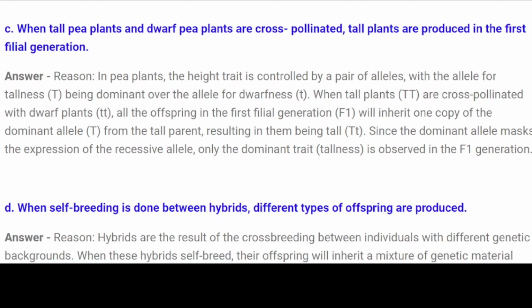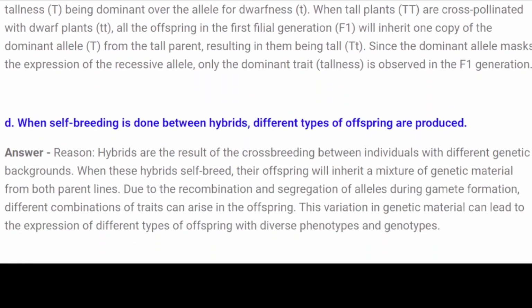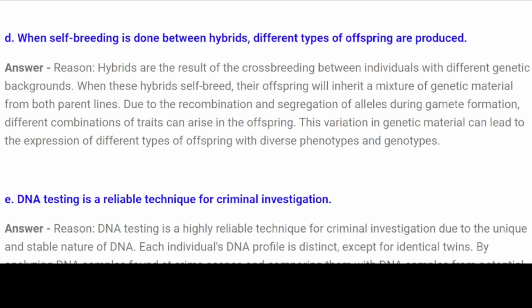F1 generation. D. When self-breeding is done between hybrids, different types of offspring are produced. Answer: reason. Hybrids are the result of the crossbreeding between individuals with different genetic backgrounds. When these hybrids self-breed, their offspring will inherit a mixture of genetic material from both parent lines. Due to the recombination and segregation of alleles during gamete formation, different combinations of traits can arise in the offspring. This variation in genetic material can lead to the expression of different types of offspring with diverse phenotypes and genotypes.